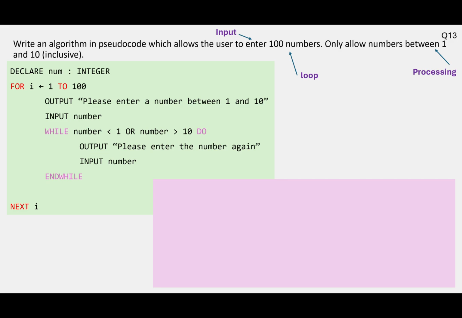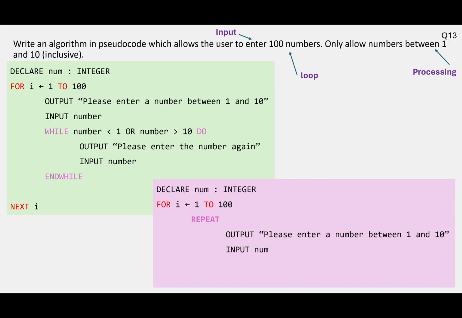Okay, so we can also do that with the repeat structure. So for I assign 1 to 100, repeat, please enter a number between 1 and 10, input number. We can declare that as an integer, and then we can set our until condition, so until the number is correct. Next I.